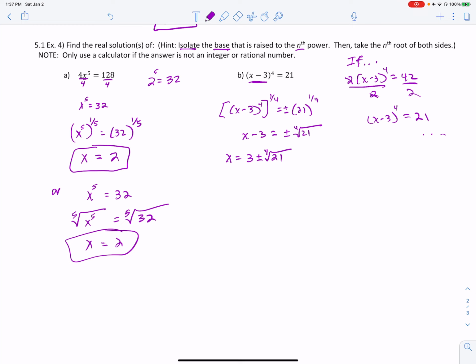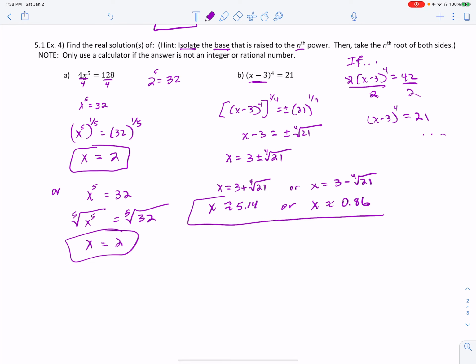So if they ask you to round it to 2 decimals, then you're going to need to put this into your calculator and evaluate. And so you can go to Desmos and do that, or use your scientific calculator, check out that you are able to do that. And it comes out to 5.14 or 0.86 to 2 decimal places.